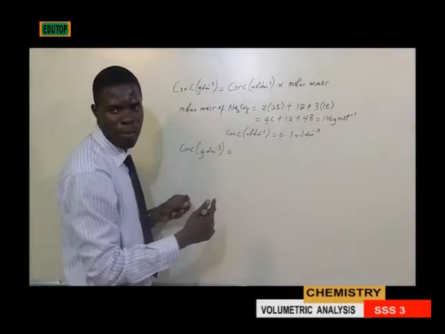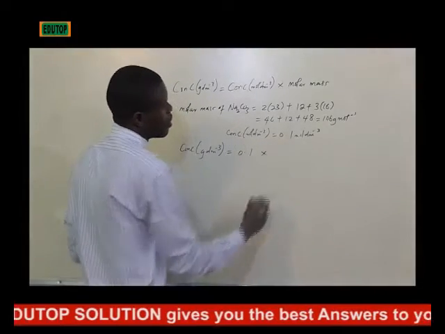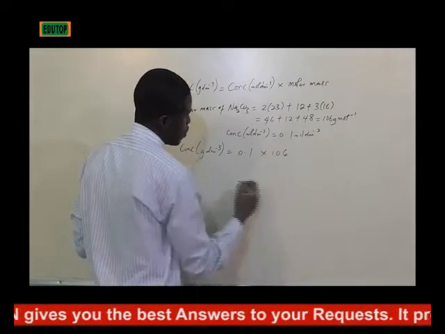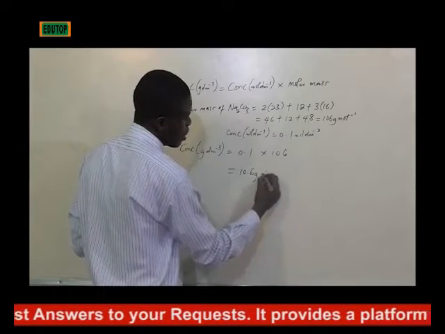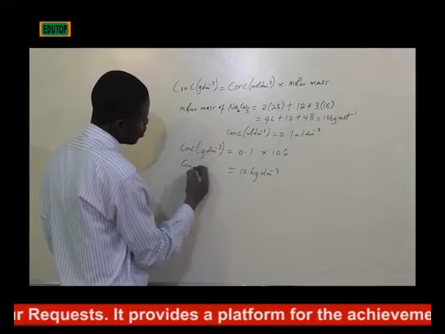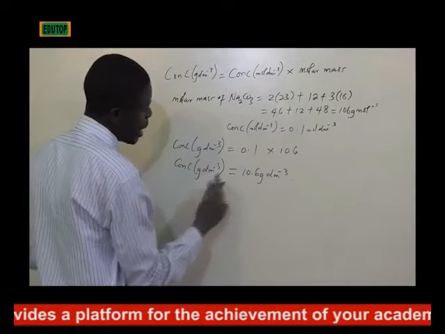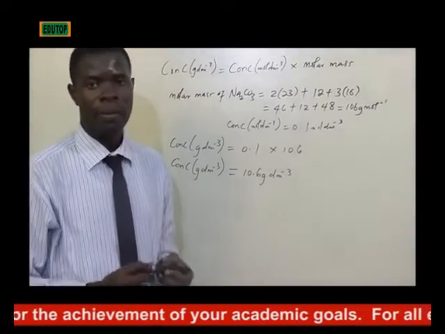What is the concentration of the base from the question? 0.1. What is the molar mass of the base? 106. So when we multiply this, we are going to have 10.6 gram per dm cube. Therefore, the concentration of the base in gram per dm cube is 10.6.